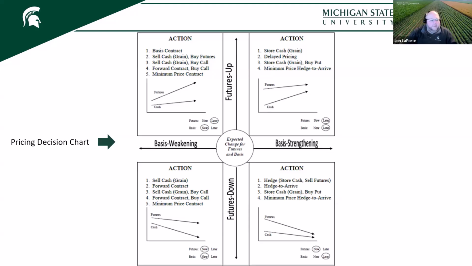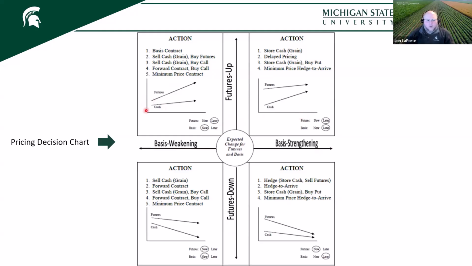What you're looking at is this idea of what direction futures is going. Is it going up or going down? Which way is basis going? Is it getting weaker or stronger? Is that gap getting wider or shorter? Depending on which quadrant you end up with, that points you in the direction of which pricing contract to use.